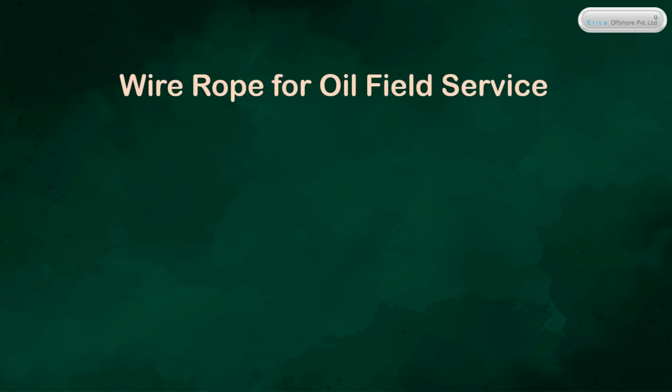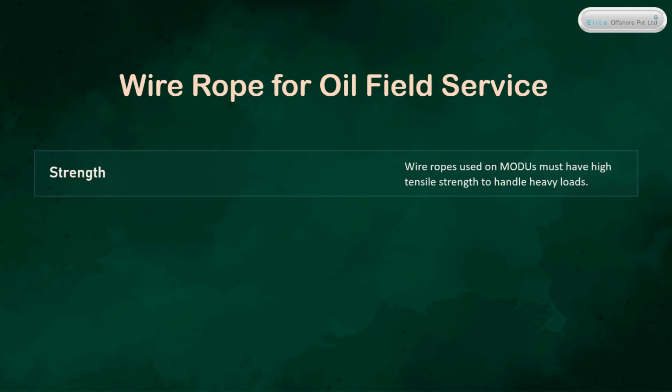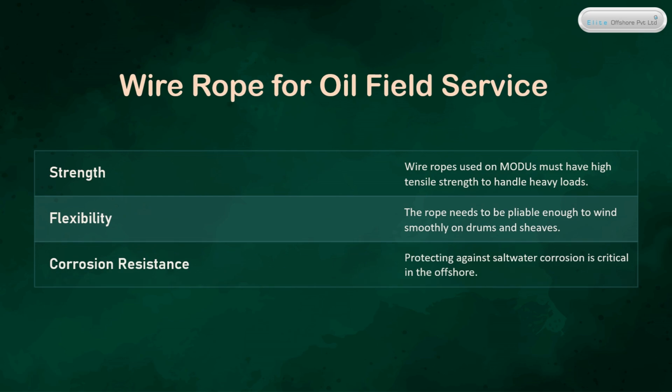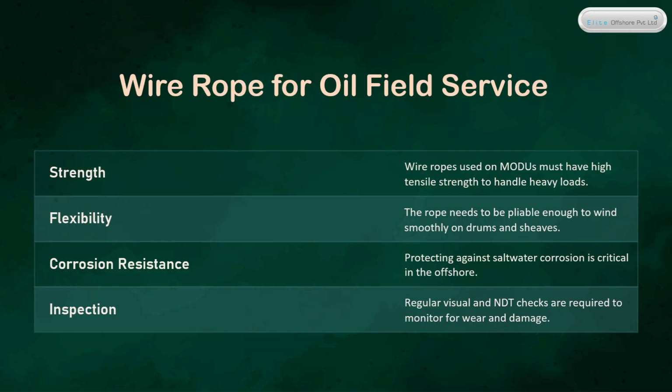Wire rope for oil field service. Strength. Wire ropes used on MODUs must have high tensile strength to handle heavy loads. Flexibility. The rope needs to be pliable enough to wind smoothly on drums and sheaves. Corrosion resistance. Protecting against saltwater corrosion is critical offshore. Inspection. Regular visual and NDT checks are required to monitor for wear and damage.